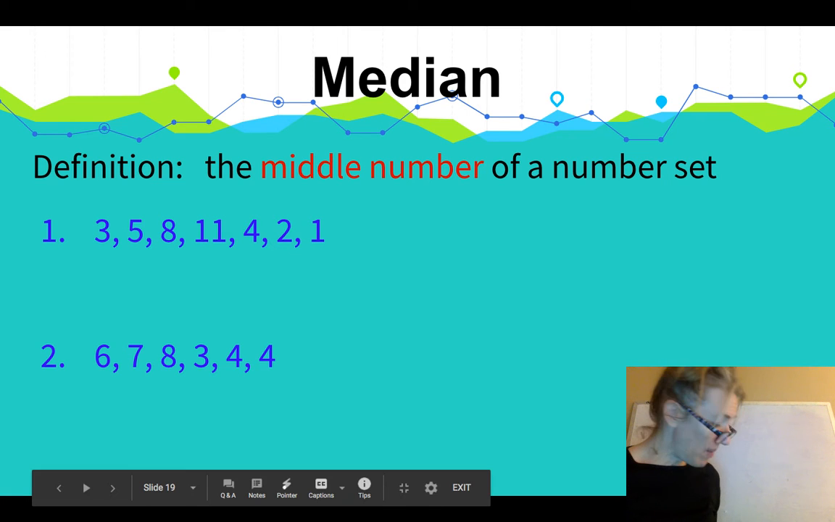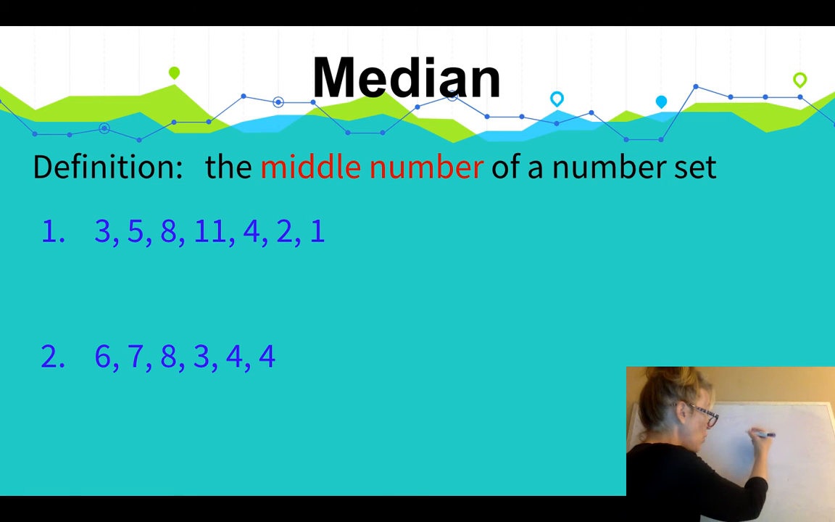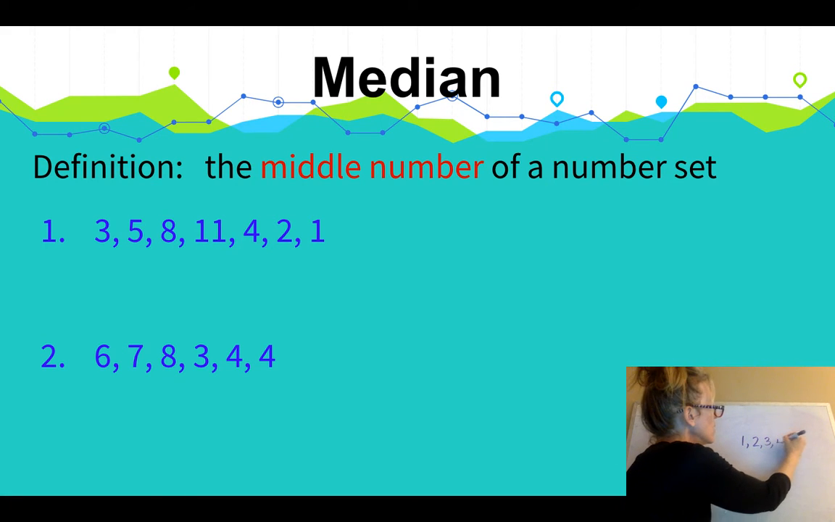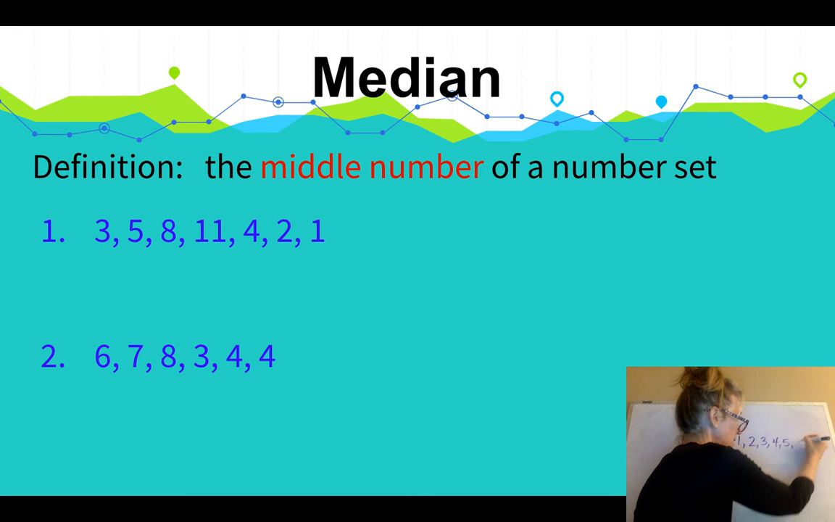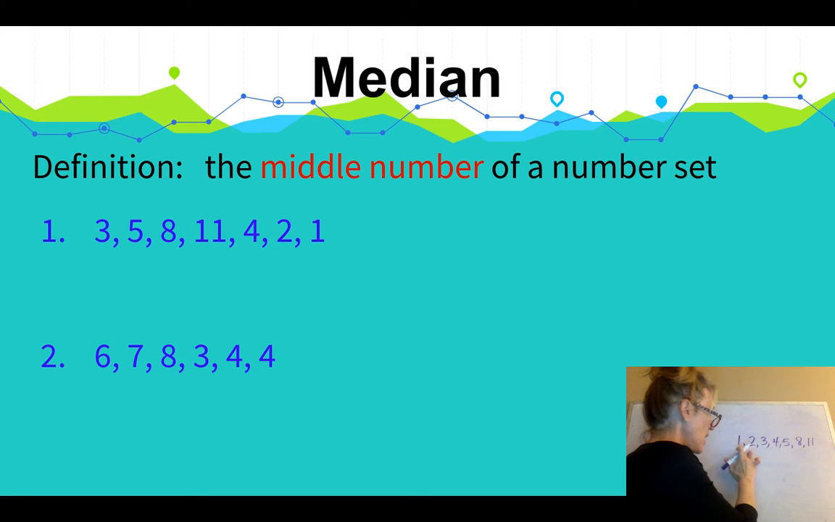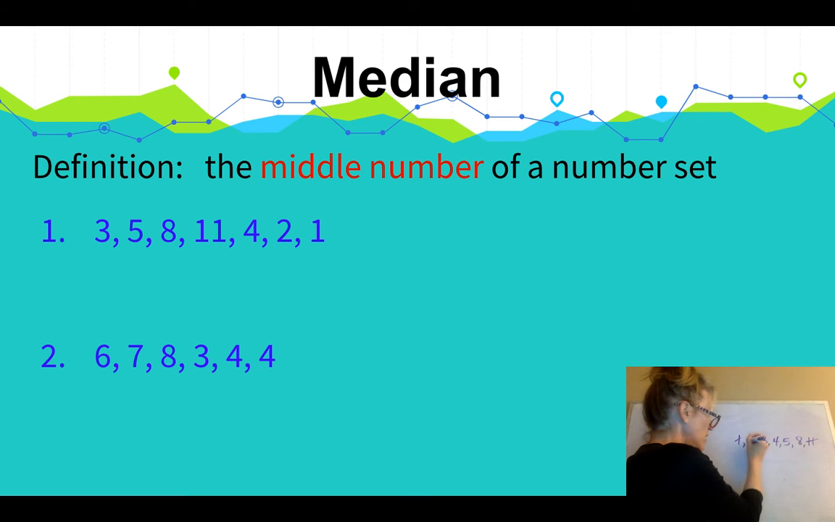So remember that, and I want you to work this example on your piece of paper. You'll notice that we have 3, 5, 8, 11, 4, 2, and 1. And I'm going to first order the data from smallest to largest. So I'm going to write 1, and then what comes next, 2, 3, 4, 5, and then we have 8 and 11. Okay, so the way that I find the middle number is I start on either side and I just cross them out like this.